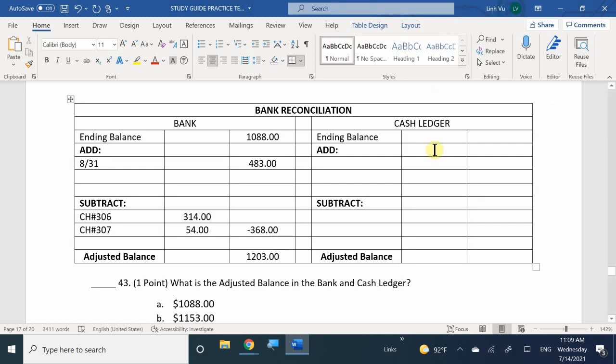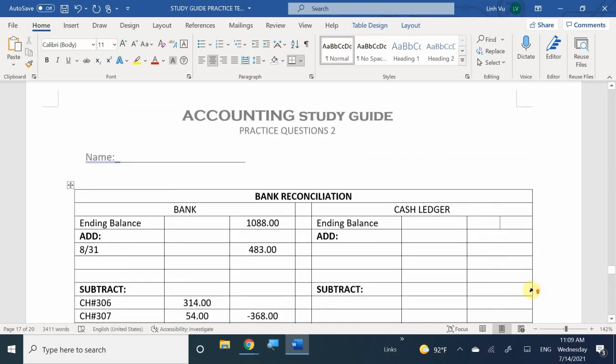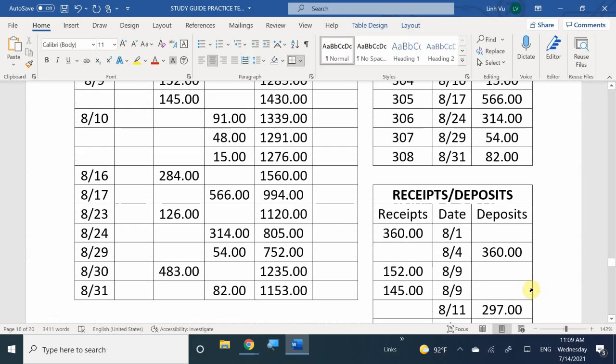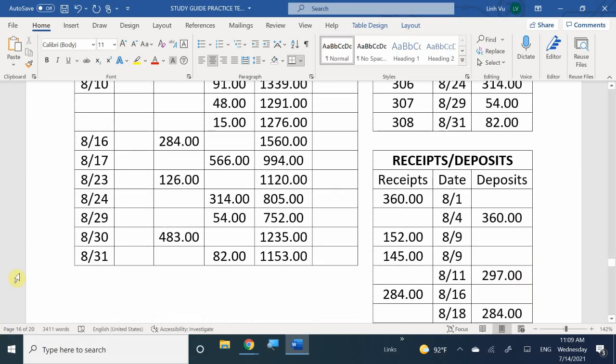So now on the check ledger side, what is my ending balance in my check ledger? So here you go, cash ledger. What's my ending balance as of August 31st?